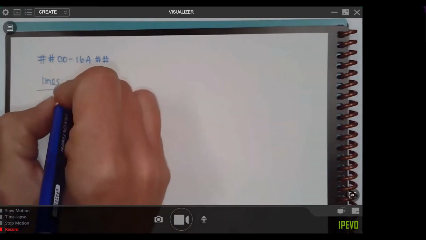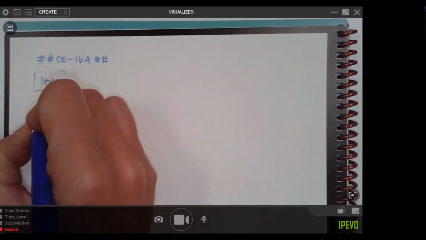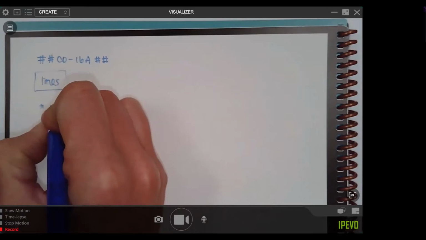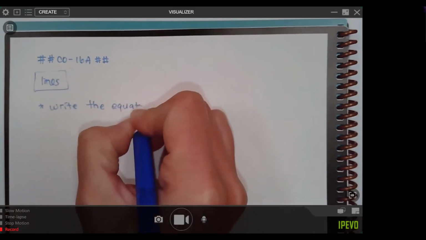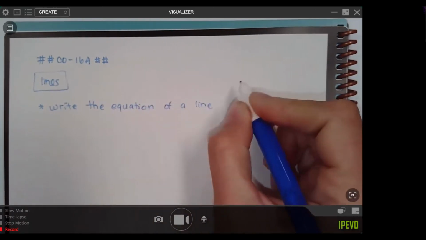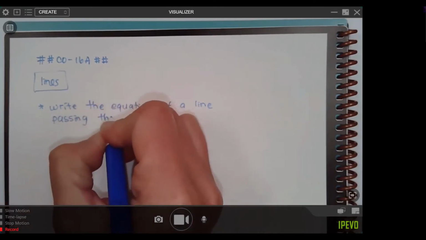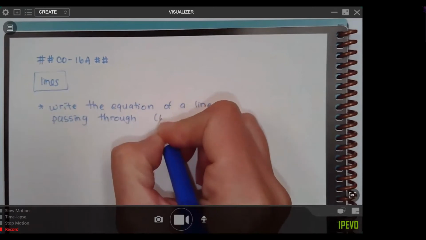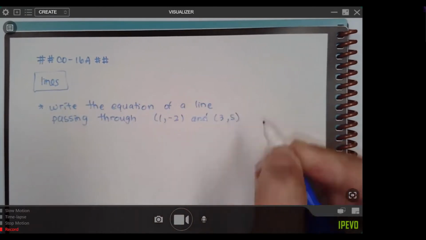Finally. Now my guess is y'all know how to graph lines. You've probably been graphing lines for a long time. So if I asked you to write the equation of a line passing through (1, -2) and (3, 5).